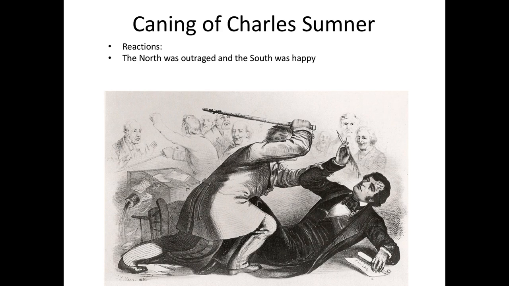So the North obviously is going to be outraged by this event. Even though Charles Sumner is in a coma, the people of Massachusetts are going to keep electing him into the Senate, even though his seat at the Senate is going to be empty because he's too unwell to serve. The South is going to love this, and when the South hears that the cane was broken, they actually start mailing more canes to other Southern senators, telling them to use them if necessary.